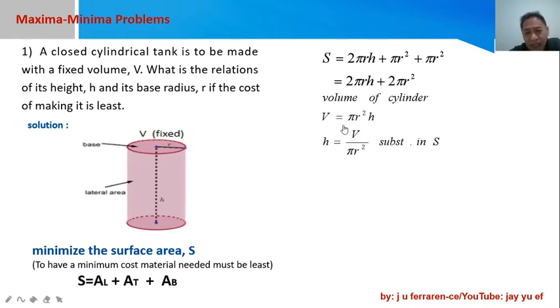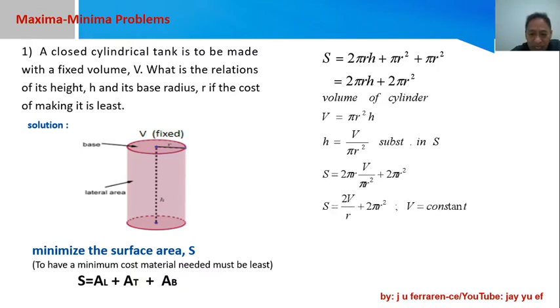So, I think it would be easier to solve for h than solving for r, because if I'm going to replace my r in terms of h, then I need r with power 1, I need r squared. So, I have to express my s as a function of r. So, what is h? h is equal to v over pi r squared. So, you substitute this to your surface area. The surface area is equal to 2 pi r, so your h can be v over pi r squared.